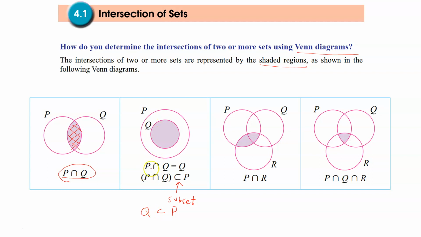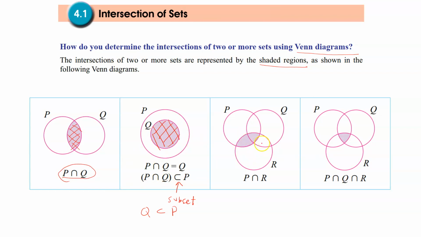So untuk diagram ni, P intersect Q is also Q. P intersect Q is everything Q. Dia overlap dekat Q semua, sebab semua Q ada dalam P. So the second relationship is P intersect Q is a subset of P, ataupun kita tulis Q is a subset of set P. Kena faham maksud dia, since P intersect Q is also Q.